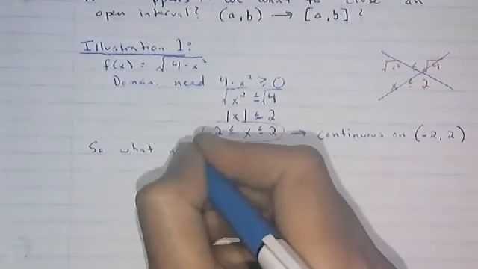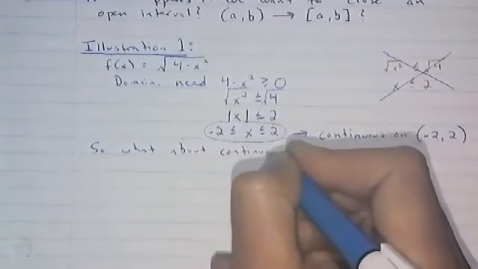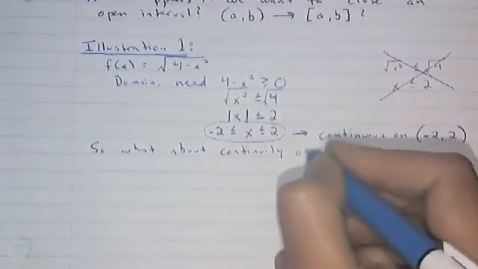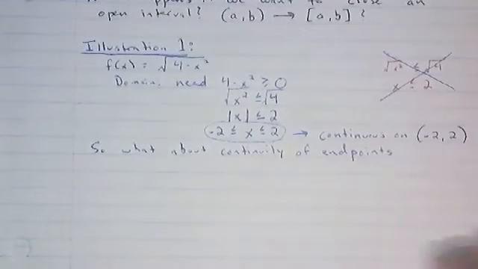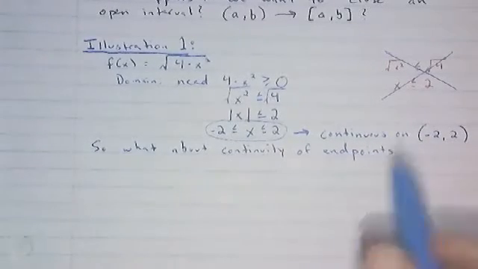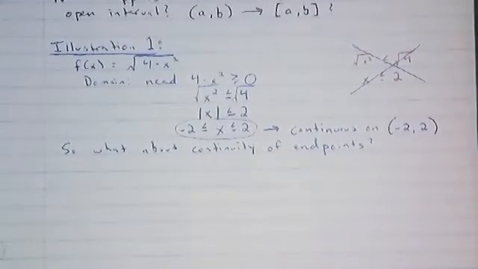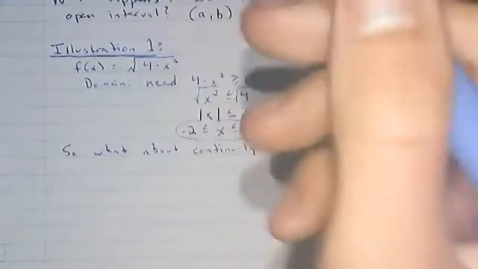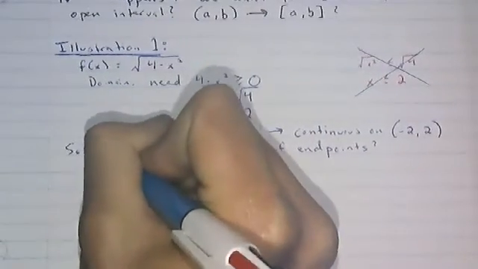So what about continuity of endpoints? Because if we can show that at -2 and 2 our function is continuous there, then we can close those parentheses. So just for example, we could use 2 just as well. What happens at x equals -2?